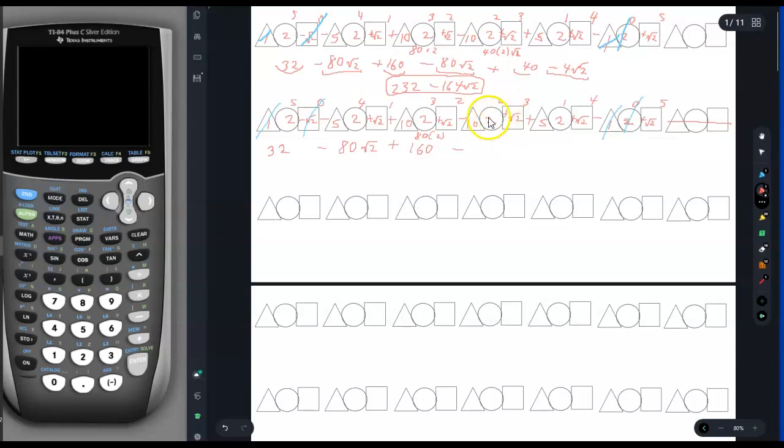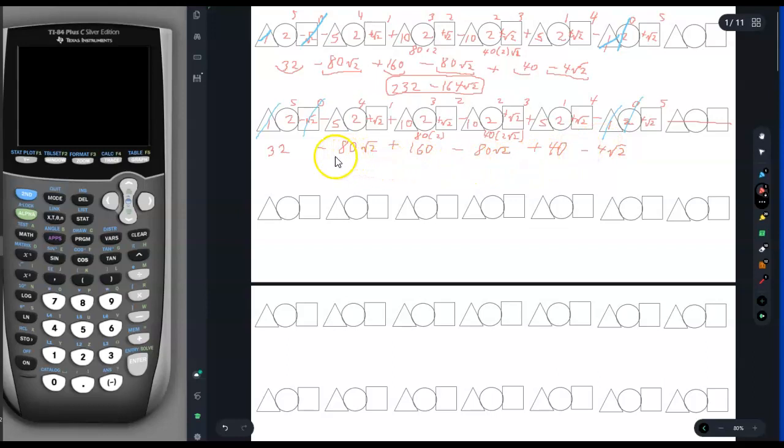2 squared is 4. 4 times 10 is 40. Square root of 2 cubed is 2 square root of 2. So that would be 40 times 2 square root of 2, which is 80 square root of 2. And then 2 times 5 is 10. Square root of 2 to the 4th is equal to 4. 4 times 5 times 2 is 40. And the last one is square root of 2 to the 5th, which is equal to 4 square root of 2.